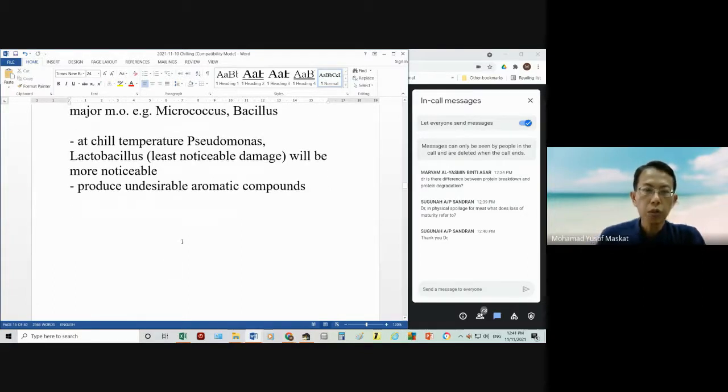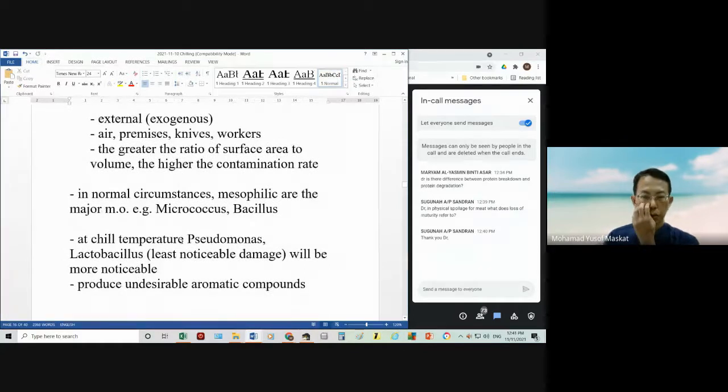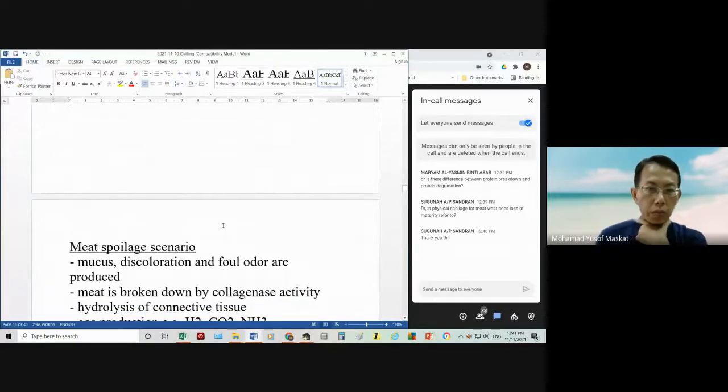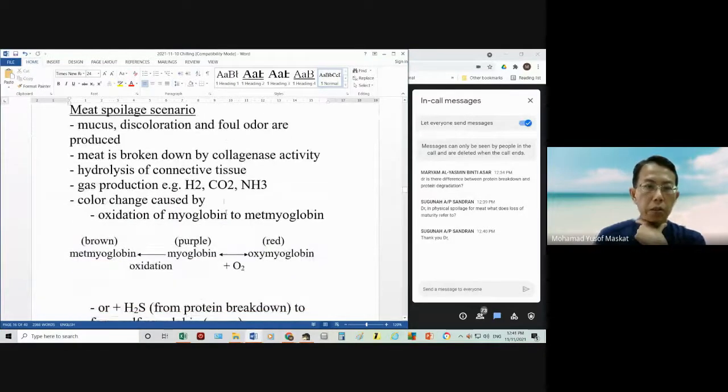Also during degradation or spoilage, they produce undesirable aromatic compounds, so we'll talk about that later. So, the meat spoilage scenario. What happens when meat spoils? What we see is there will be production of mucus, discoloration, and foul odor. I think all of us have had this experience previously.